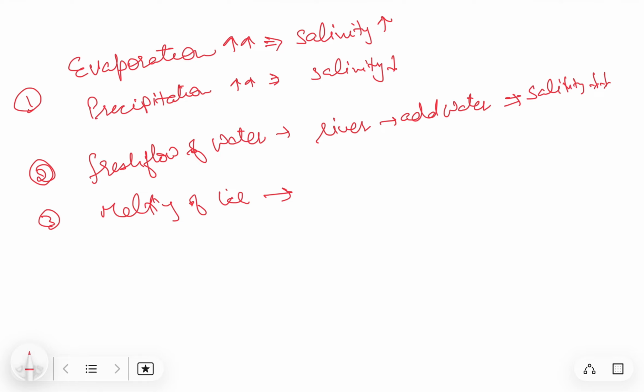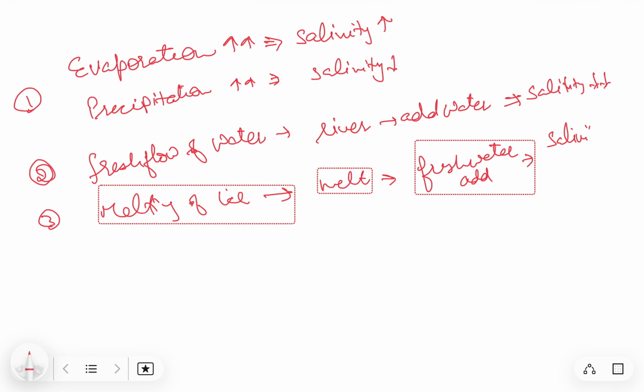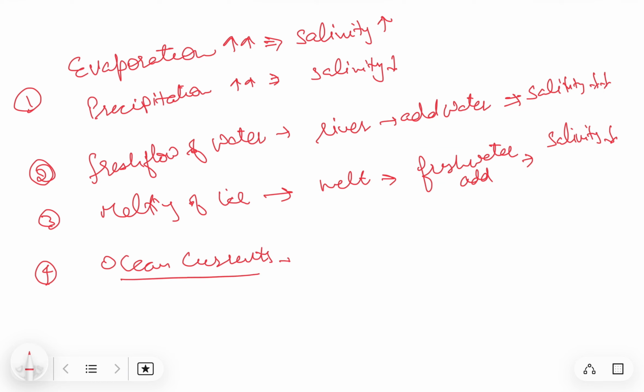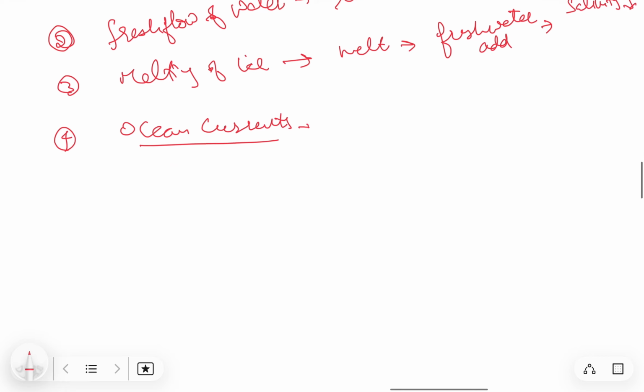In the case of melting of ice, since ice consists of fresh water, when the ice starts to melt, fresh water will be added. If fresh water is added, then the salinity will be reduced. And fourth, the oceanic currents. Here we have the example of the Black Sea, and second, the example of the Mediterranean Sea.